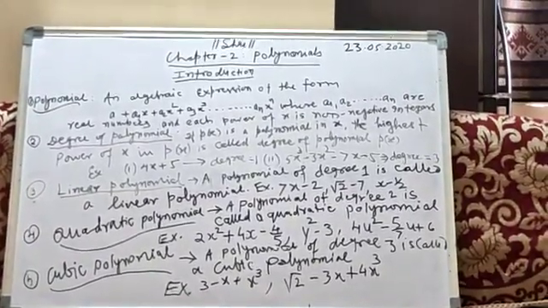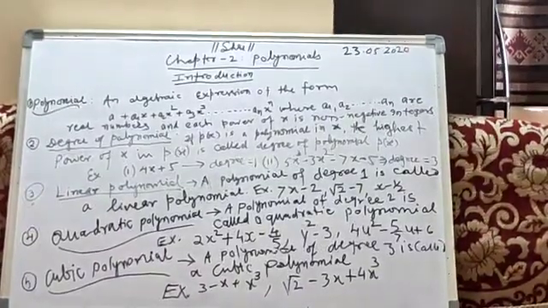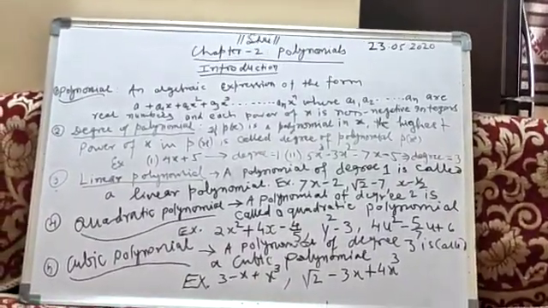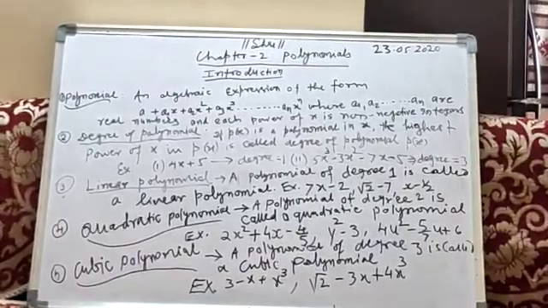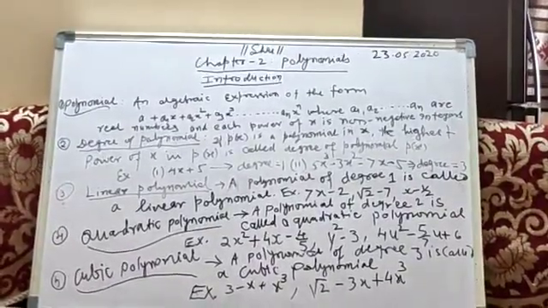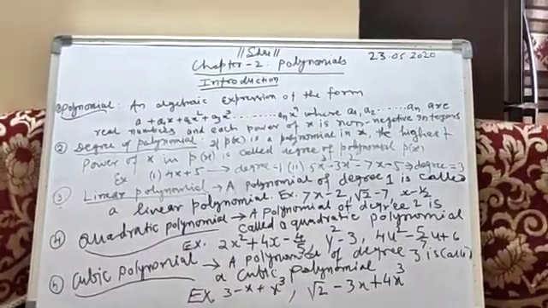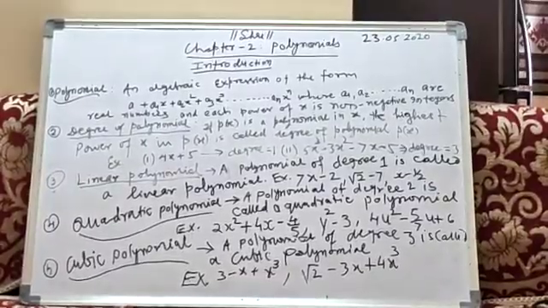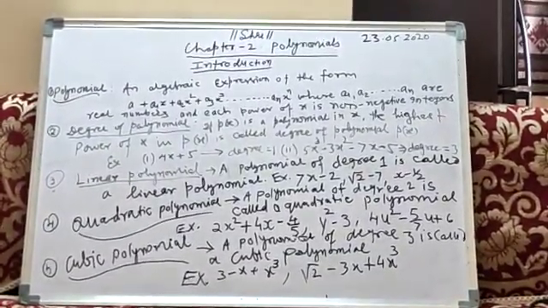Then cubic polynomial. A polynomial of degree 3 is called a cubic polynomial. For example, 3 minus x plus x cube, comma, root 2 minus 3x plus 4x cube. Cubic polynomial means the polynomial having highest degree 3. We have already learned in class 9. So this is the introduction of chapter 2.